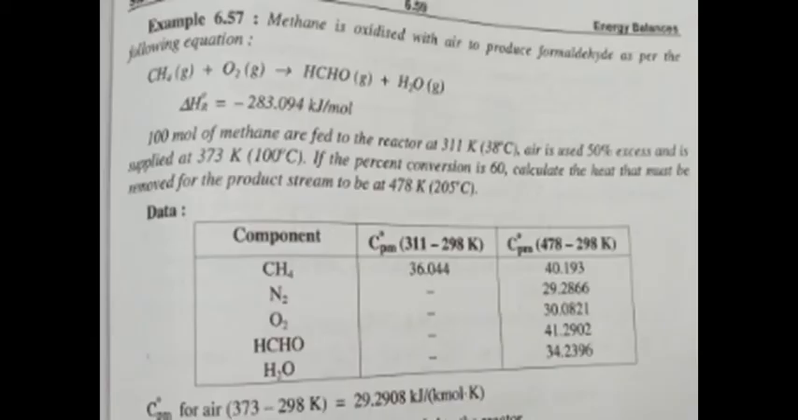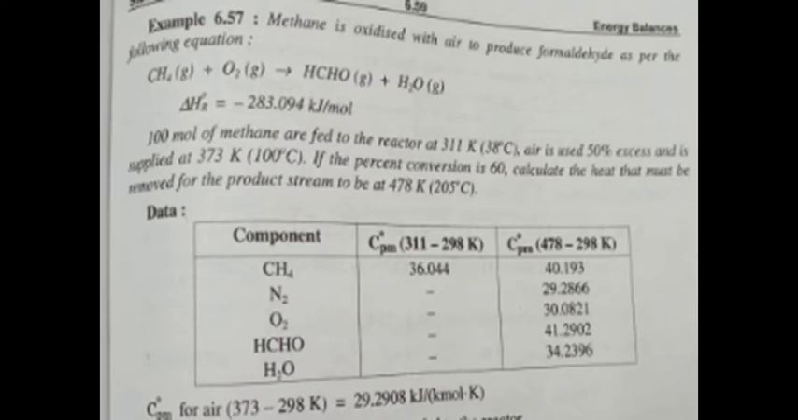Hello students, we are going to discuss the effect of temperature on heat of reaction problems. Methane is oxidized with air to produce formaldehyde as per the following equation: methane plus oxygen gives formaldehyde plus water. The standard heat of reaction at standard condition, 298 Kelvin, is minus 283.094 kilojoule per mole. 100 mole of methane are fed to the reactor at 311 Kelvin.